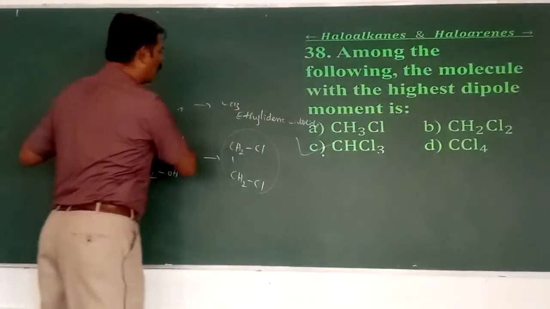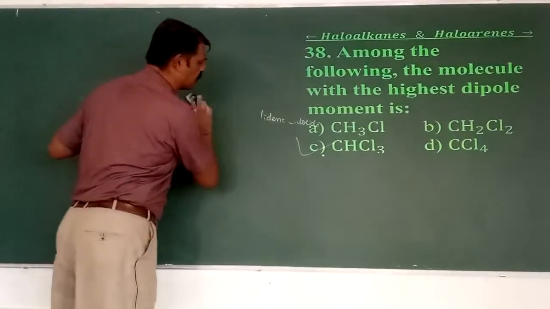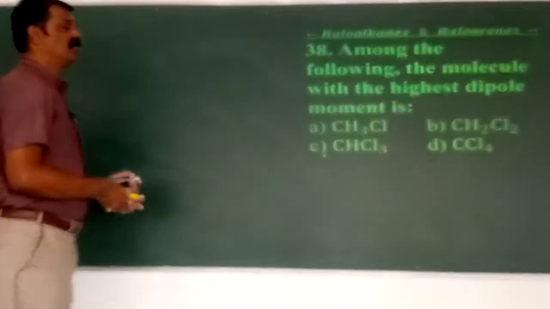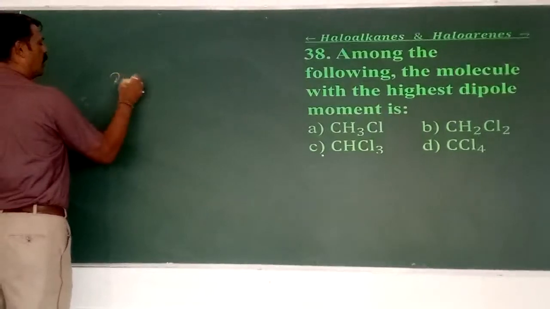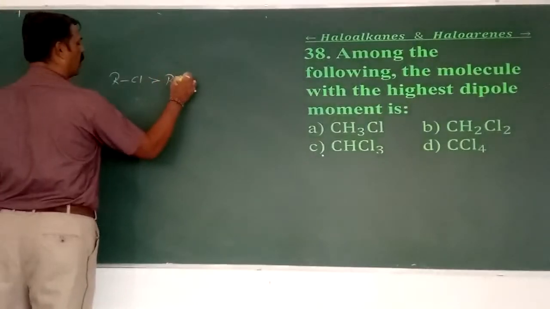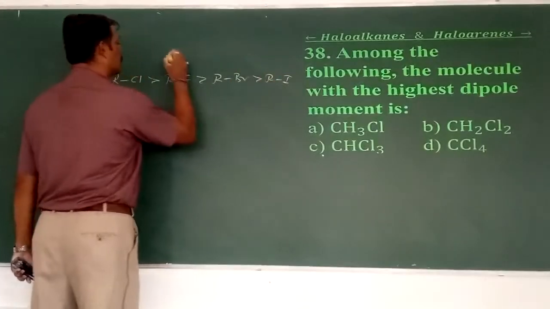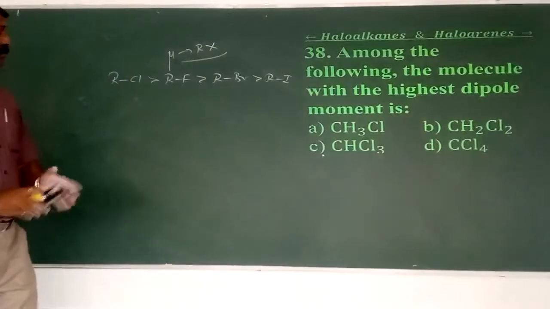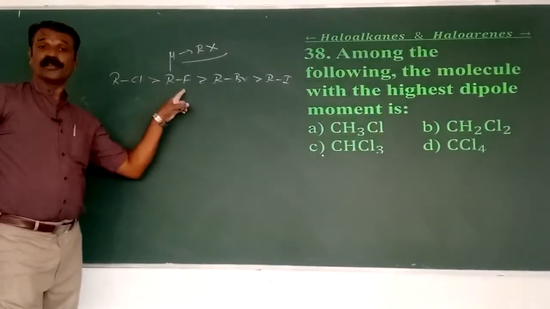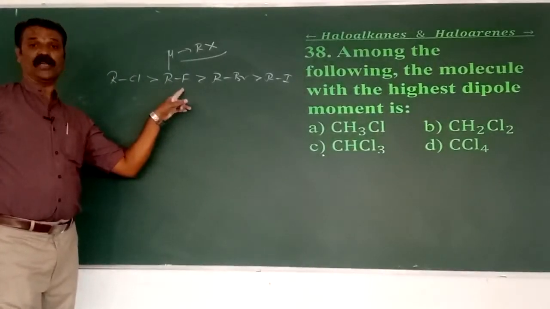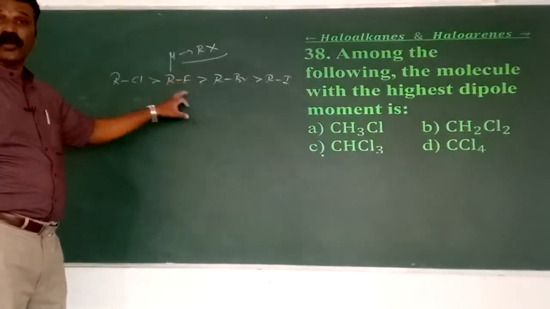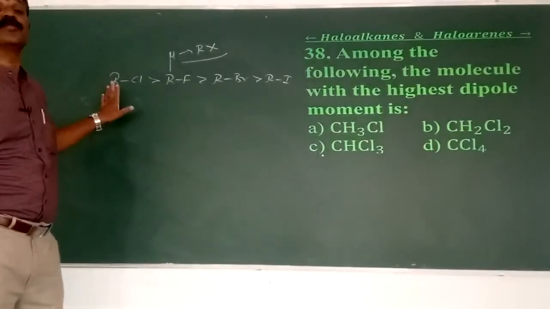Among the various haloalkanes, the order of dipole moment is RCl greater than RF greater than RBr greater than RI. There is a dipole moment with respect to RX. I think you all know the reasons from electron gain enthalpy. What's that electron gain enthalpy? The electron gain enthalpy of fluorine is found to be less than that of chlorine, an exception in halogens.